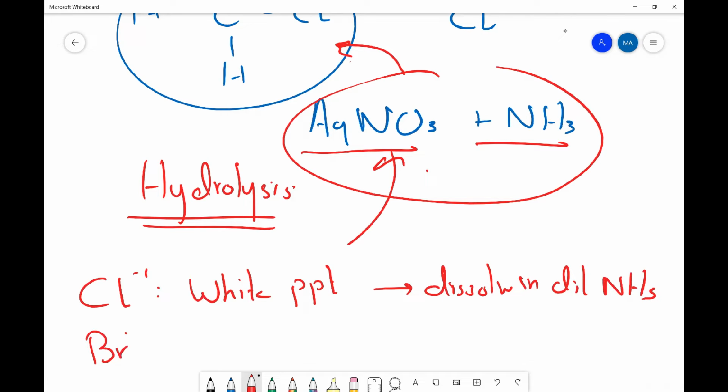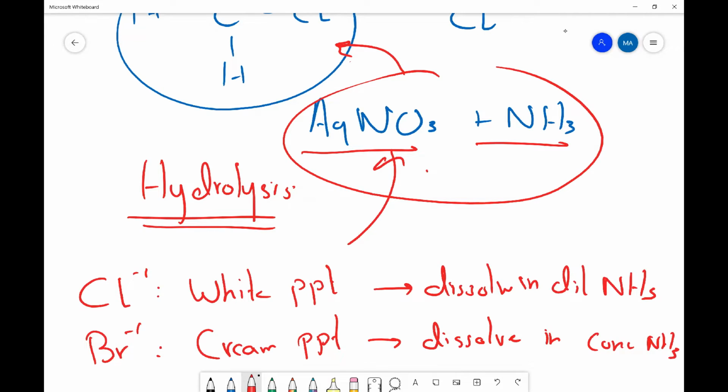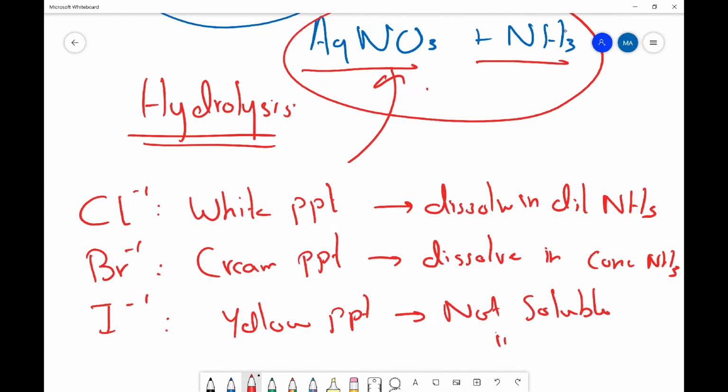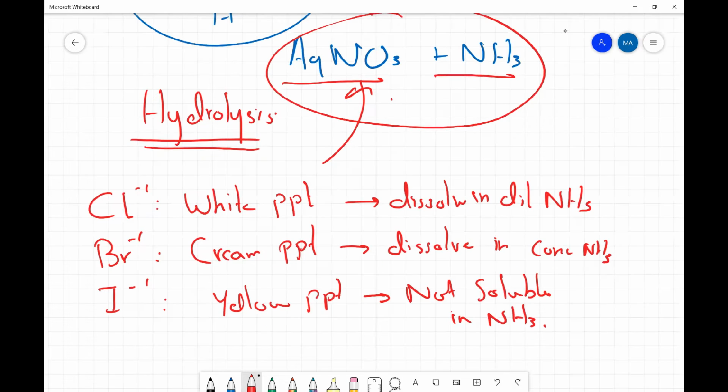If we have a Br negative one ion present, a bromide, it would give a cream precipitate with AgNO3, and it would dissolve in concentrated NH3. It will not dissolve in dilute NH3. Similarly, an iodide ion will give us a yellow precipitate with AgNO3, and it will not dissolve in either dilute or concentrated NH3. It's not soluble. This is how you can use AgNO3 together with NH3 to identify these halides.